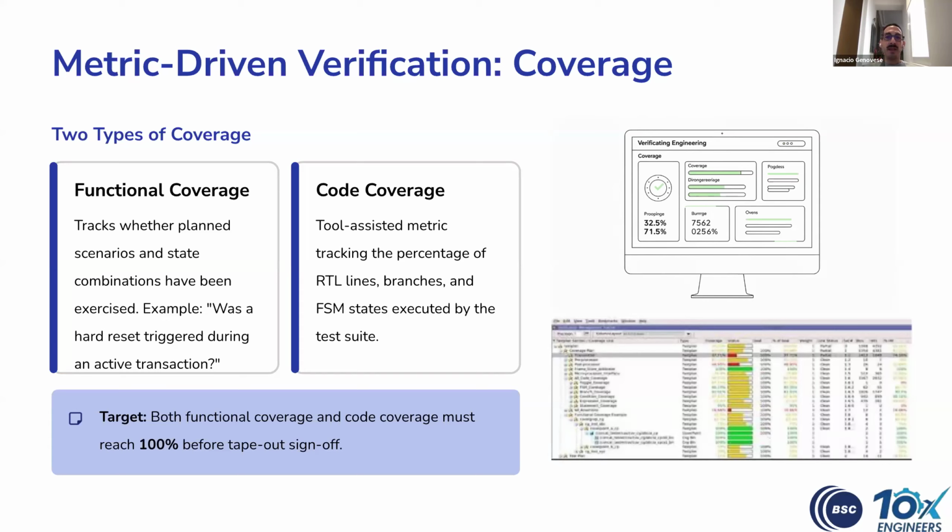But a line of code could be executed with the wrong data, so code coverage alone is not enough. This is why we need functional coverage, which is the other type of coverage. Functional coverage is user-defined, and as verification engineers, we need to write cover groups that capture interesting scenarios from the specifications. For example, did we see a read after write to the same address, or did a FIFO ever go full? Functional coverage answers whether we exercised all the functionality described in the specifications.